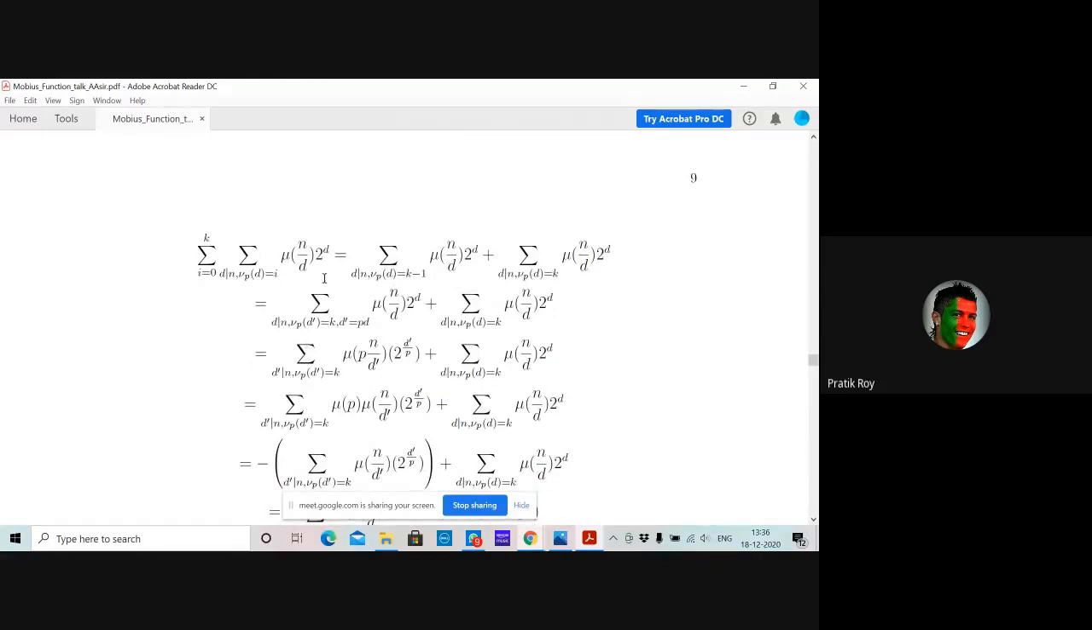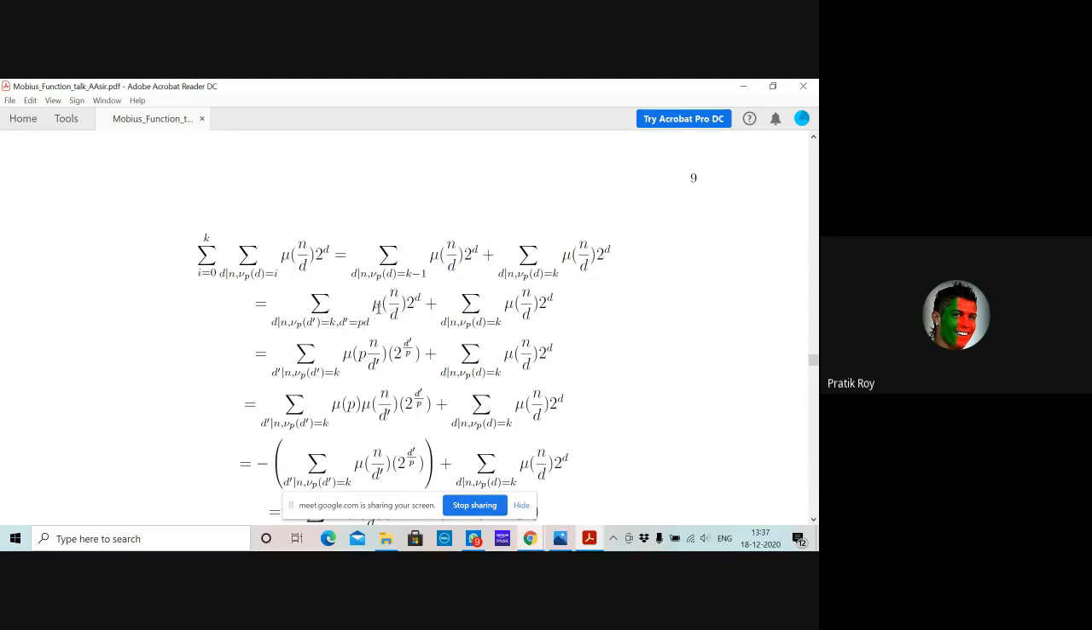So I'm just writing this sum in a particular way. The first sum, I'm writing it in a particular way. So what I'm doing is that I know that the highest power of p dividing d is k minus 1. So I'm taking a substitution. I'm substituting d prime as pd. Now I know that if the highest power of p dividing d is k minus 1, the highest power of p dividing pd will be k, because I have just multiplied one more p with d. So it will increase the highest power by 1. So I have taken a substitution d prime as pd, such that d prime has the highest power of p dividing it as k.